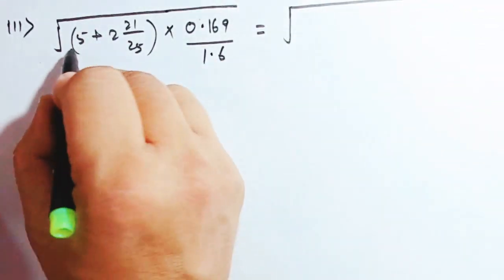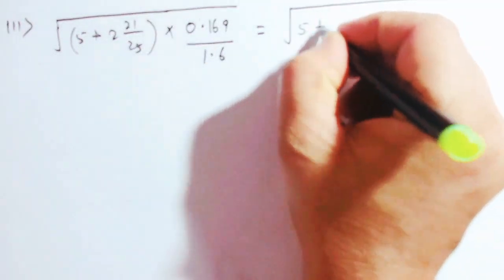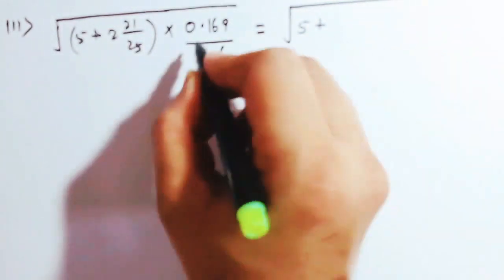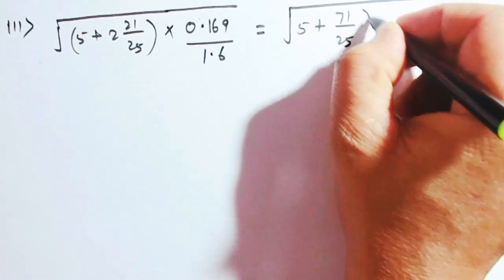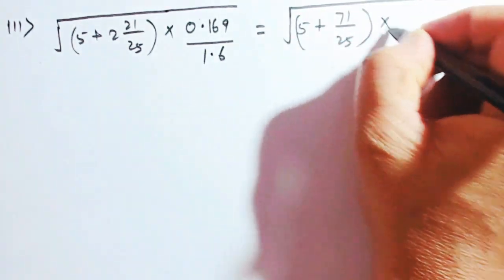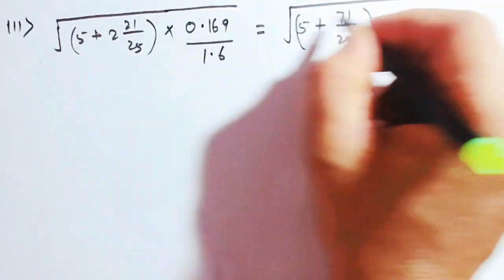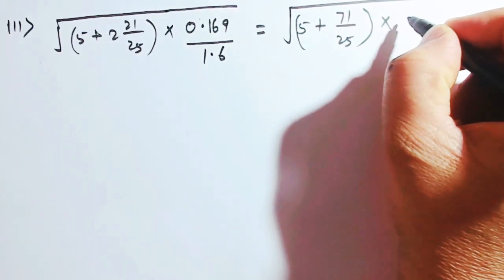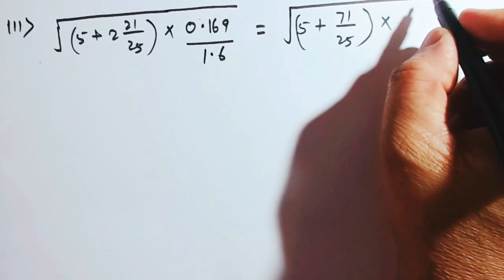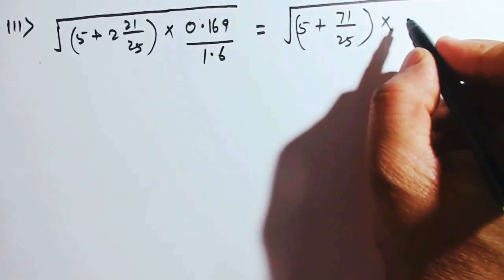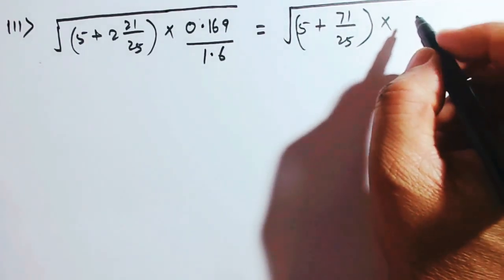5 plus 221 by 25 will become 71 by 25. Let me keep it in bracket, multiplied by 0.169. Very good. So what should I do? Should I remove the decimal or should I leave it as it is?